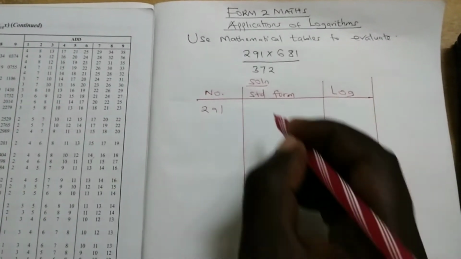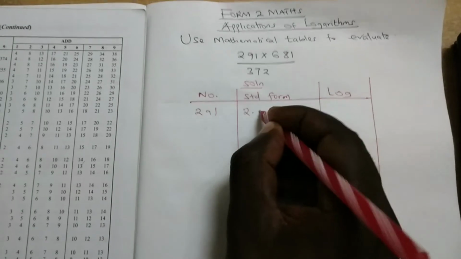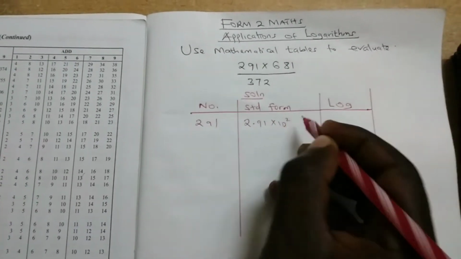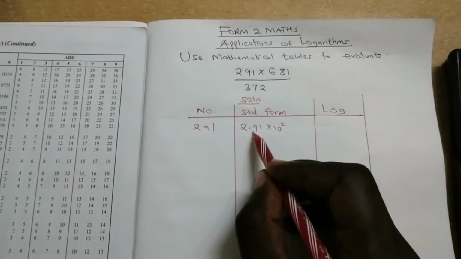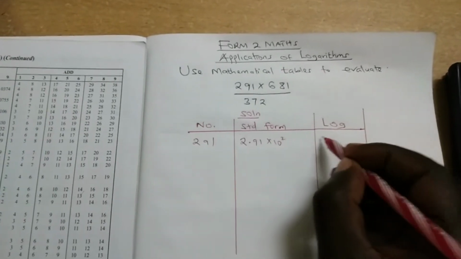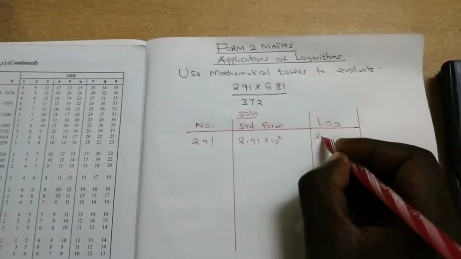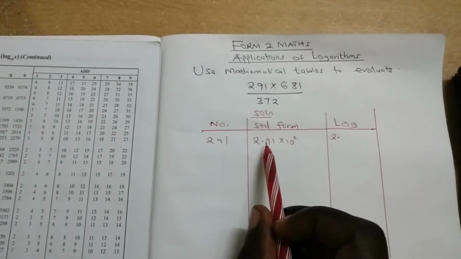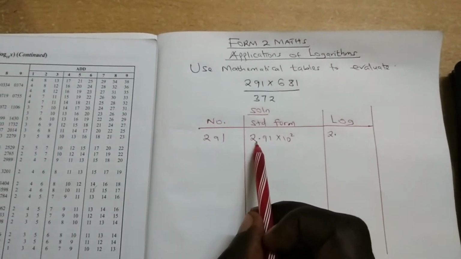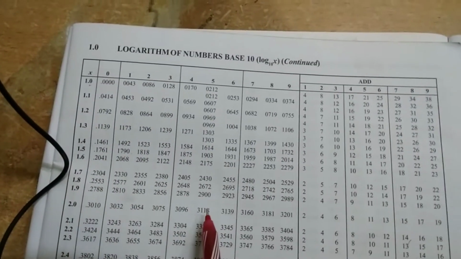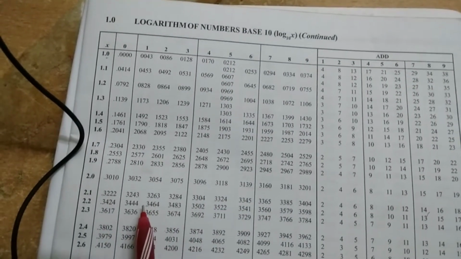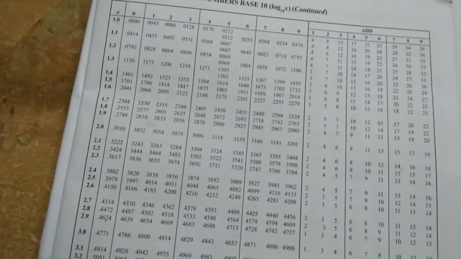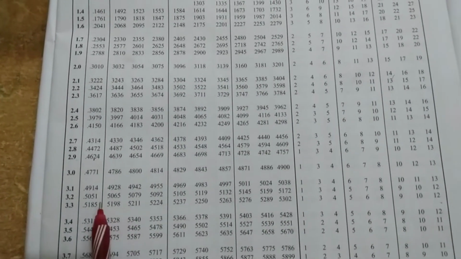Then this number in standard form is going to be 2.91 times 10 power 2, since we have moved the decimal point 2 times. Then when reading the logarithm of 2.91, we begin with the power of 10, which is 2 point. Then you go to the logarithm of numbers to base 10 table, you read off 2.9, then you go to 1. If you look at 2.9, we have it here.